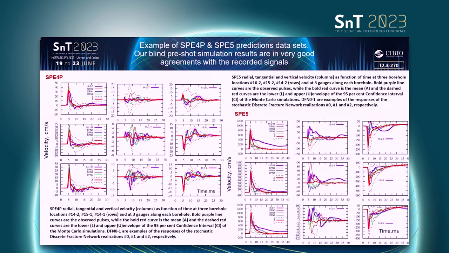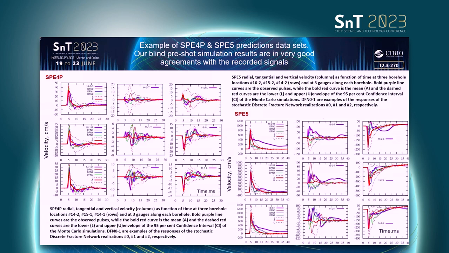And as you could see on the left-hand side, for example, I have 3x3 pictures. Each column is either the radial component, the tangential component, or the vertical component, and each row is a specific one of those accelerometers that I showed you in the previous slide. What you see in each of these curves: the purple bold one is the observed one. The red thick line is the predicted one. The red dashed lines are the 95 percentile confidence from the Monte Carlo simulations. And DFN 0 through 3 are three realizations, just to give you a flavor of the variation between the simulations.